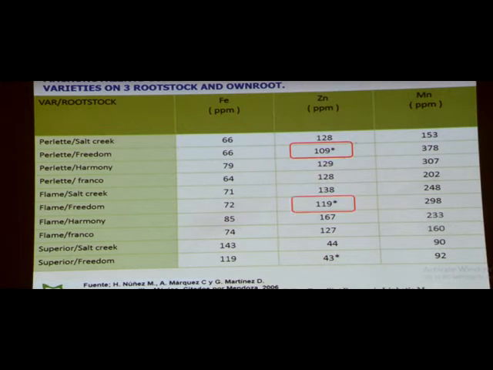And Freedom in the different varieties gets less uptake of zinc.